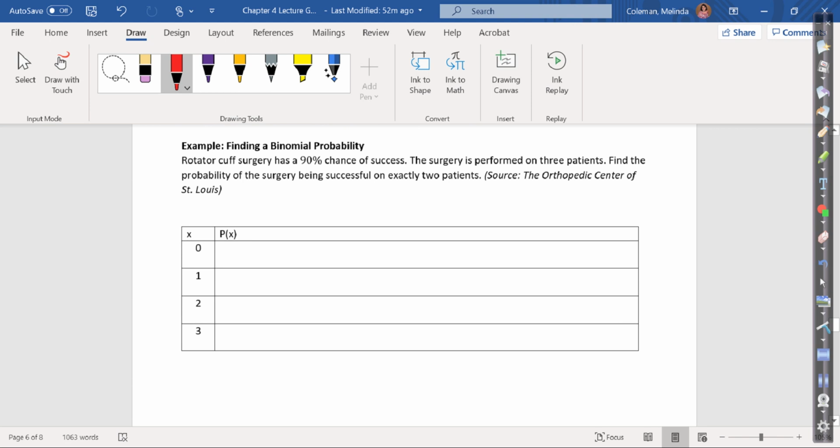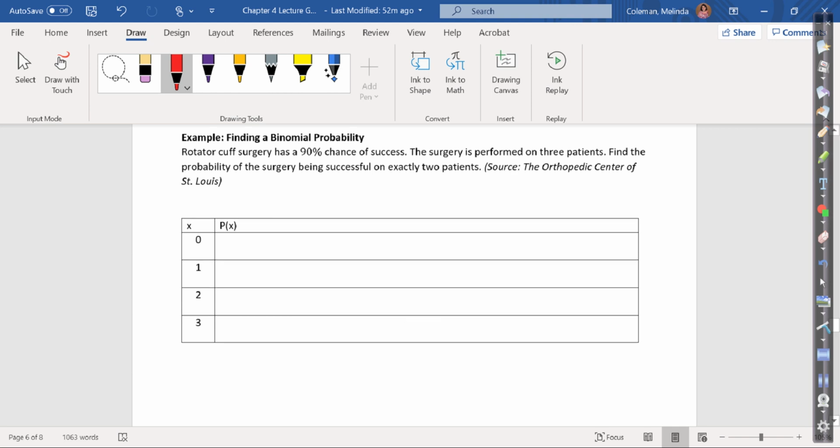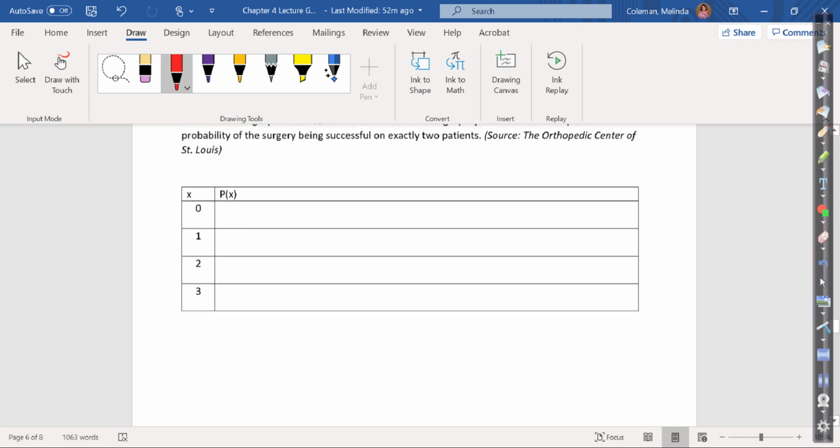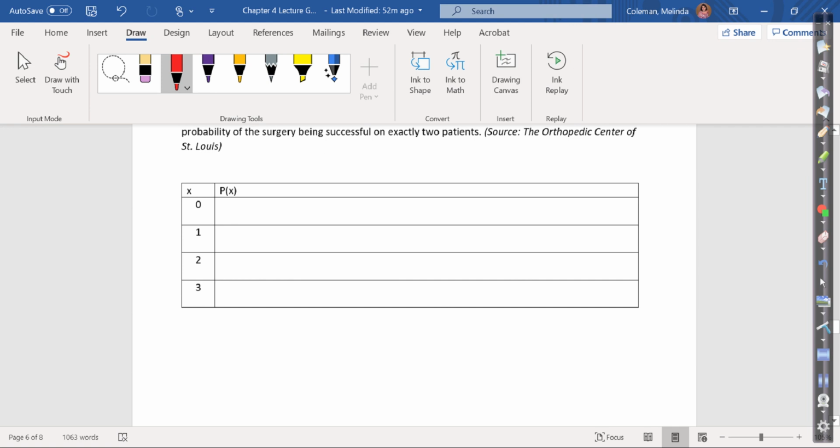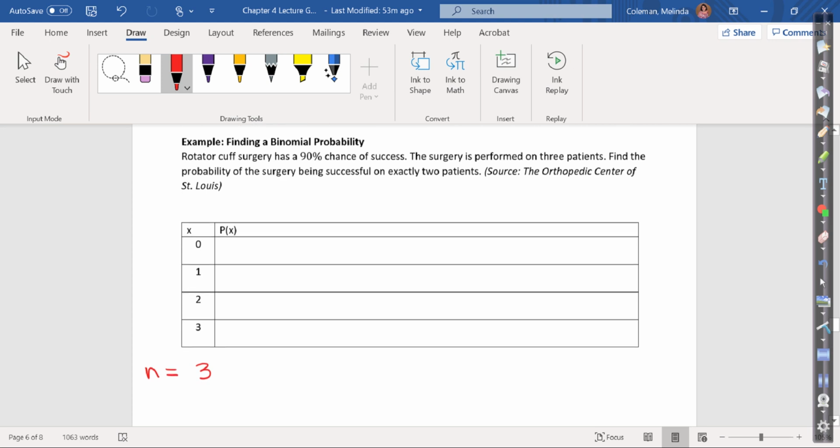So a rotator cuff surgery has a 90% chance of success. The surgery is performed on 3 patients. Find the probability of the surgery being successful on exactly 2 patients. So if I'm going to fill in my chart, then I need to know what N is equal to. There are 3 people with the surgery, 3 patients.